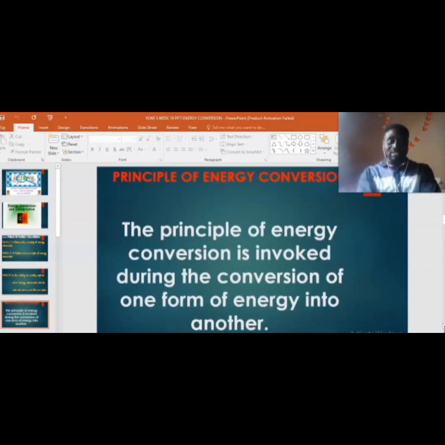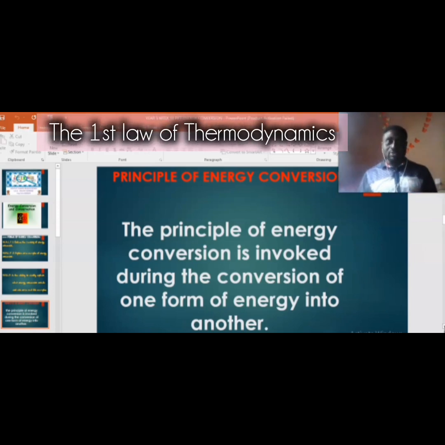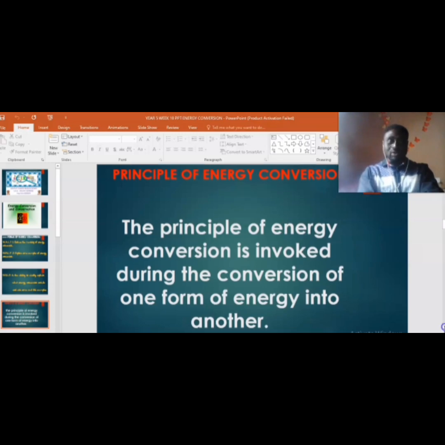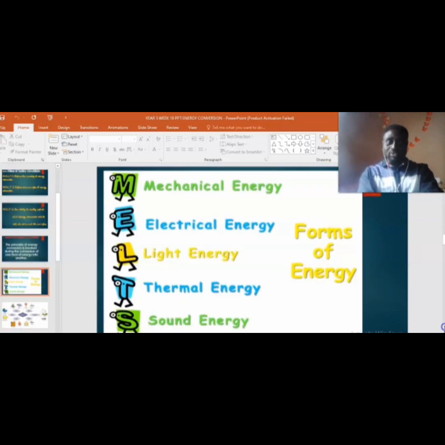So we're going to be looking at the principle of energy conversion. There's this principle that states that energy can neither be created nor destroyed, but can be transformed from one form to another. We call it the first law of thermodynamics. To further on that, the principle of energy conversion is invoked during the conversion of one form of energy into another. So energy can move from one body to another, or from one object to another, depending on the condition the form of energy is moving. We're going to look further on this as I go to the next slide.